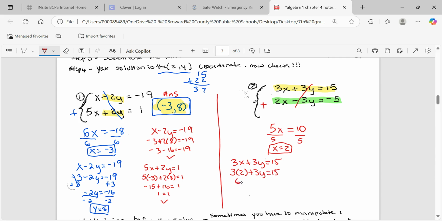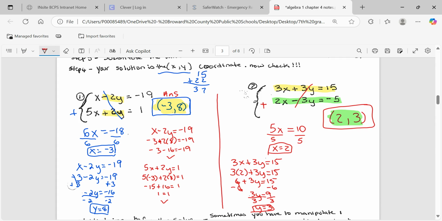Now 3 times 2 is 6. I'm going to subtract 6 on both sides so that 3y is equal to 9. And then I divide both sides by 3, and my y is equal to 3. So my solution to the system is 2, 3. Or at least I'm pretty sure it is. So then that is my answer.